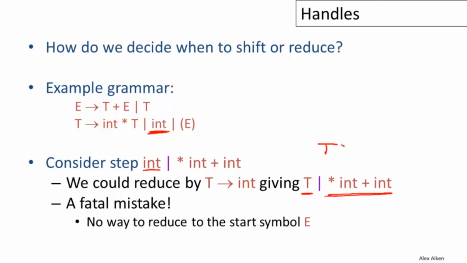There is no production in the grammar that begins T times. There's no production up here that looks like T times. And therefore, if we were to make this move, we would get stuck. We could continue to do reductions, to rummage around in the string, but we would never be able to get back to the start symbol because there is no way to deal with a substring that has T times something in it.